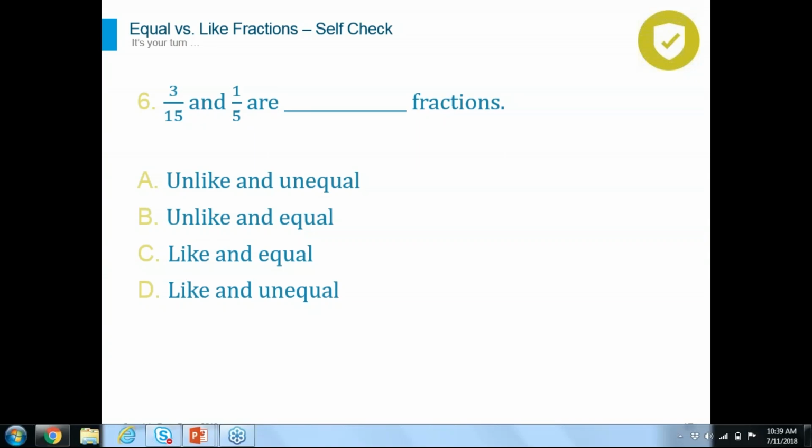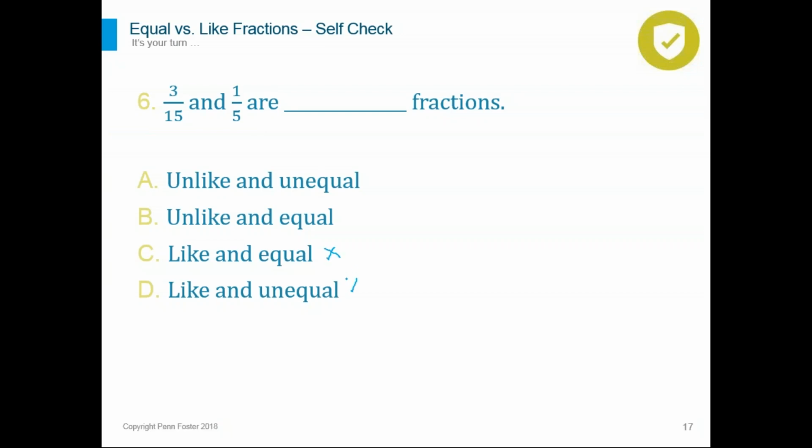Well, first of all, both fractions have different denominators, so the last two options are incorrect. The fractions are not like. Now, the question becomes, are they equal or not? Cross multiply: 1 times 15 will give you 15, and 3 times 5 will give you also 15. The products are equal, so the fractions also are equal. So those fractions are unlike but equal. So B is the right answer.